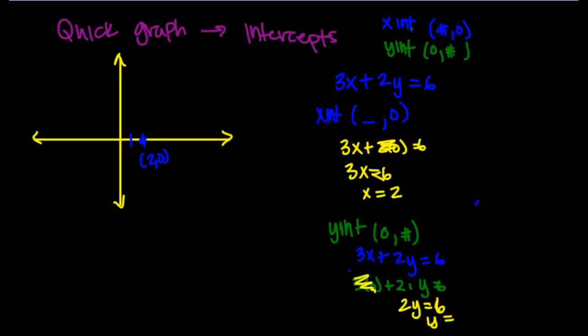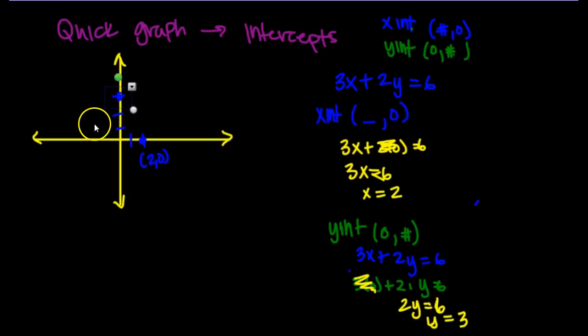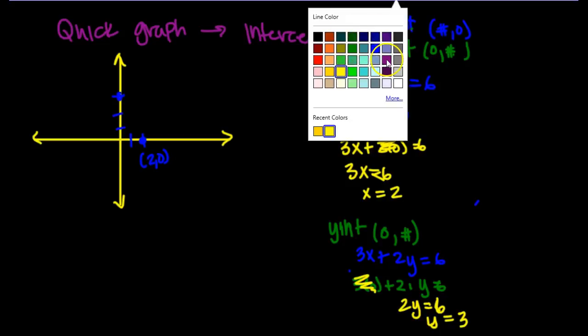So y equals 3. Okay. So I am going to go over to the y-axis and put a point at 3. Now that I've done that, I have 2 points. We know from algebra that 2 points make a line. So I'm going to go ahead and draw my line in here.